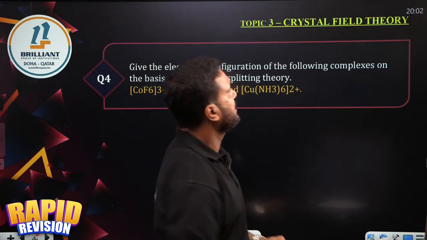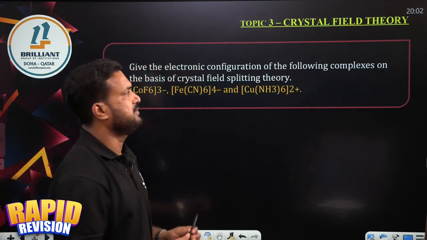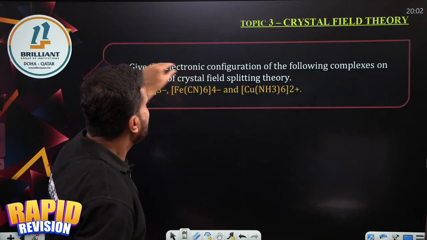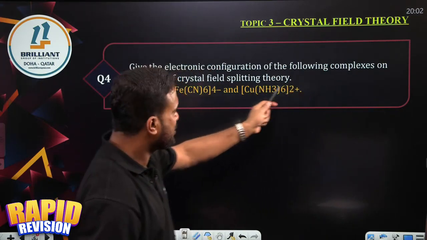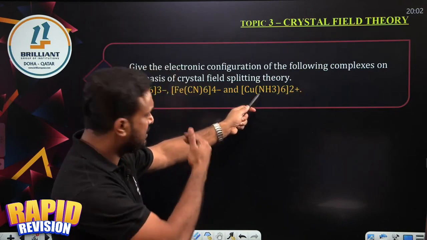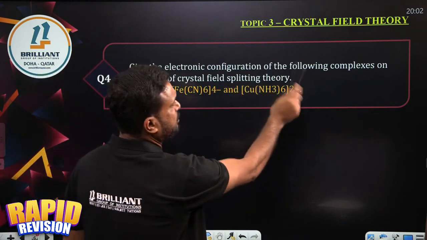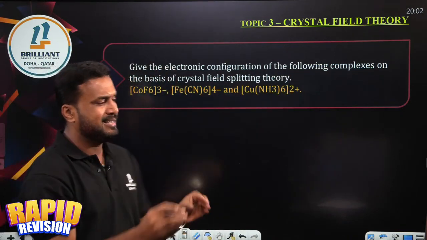See, the third one is what? Crystal field theory. That's what I told, CFT. To overcome the limitation of VBT, we have CFT, though it has limitations. I think a question will come. Give the electronic configuration of the following complexes. Here also I kept one exceptional thing. This is a question from a previous board paper. Give the electronic configuration of the following complexes on the basis of crystal field splitting theory. I'll give a small idea about what is crystal field splitting.